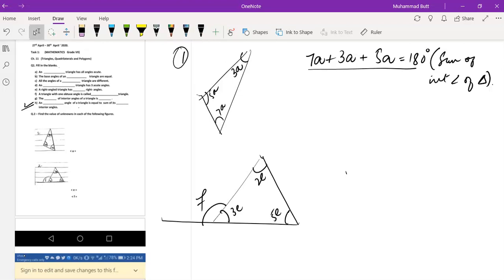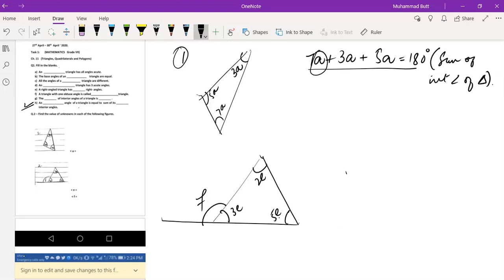If you solve this equation, you can easily find out the value of A. I don't think there is a need to solve this equation; you can easily solve it. It's very easy.